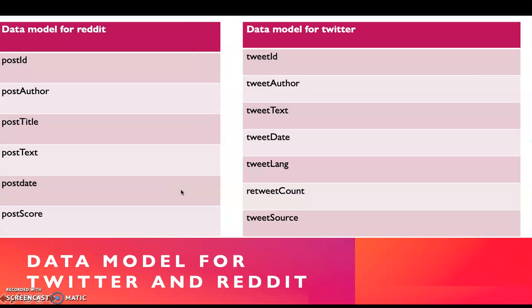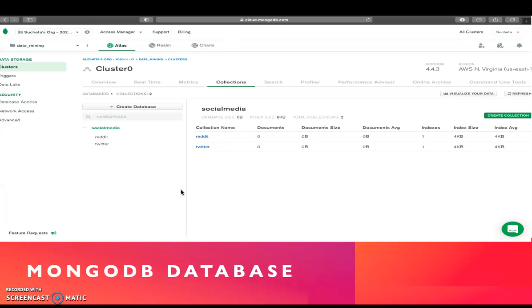The data model which I used for this application for Reddit is post ID, post author, post title, post text, post date, and post score. The data model for Twitter is tweet ID, tweet author, tweet text, tweet date, tweet language, tweet count, and tweet source. This is the snapshot of the MongoDB database which I have created.